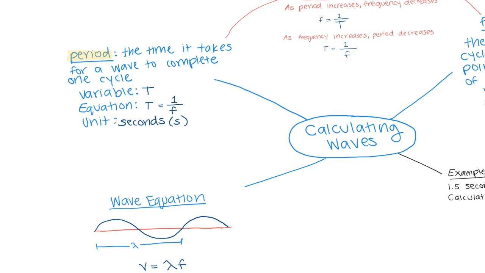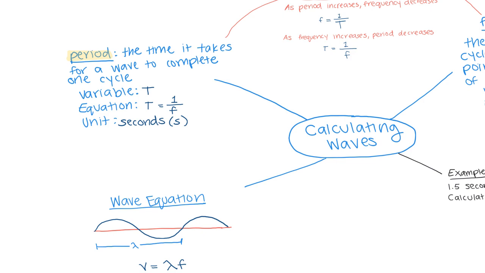Our variable for period is a little bit odd. It is a capital T. Again, I'm assuming it's because lowercase p was taken by momentum already. So we're going to use a capital T as our variable to represent a wave's period in our equations.